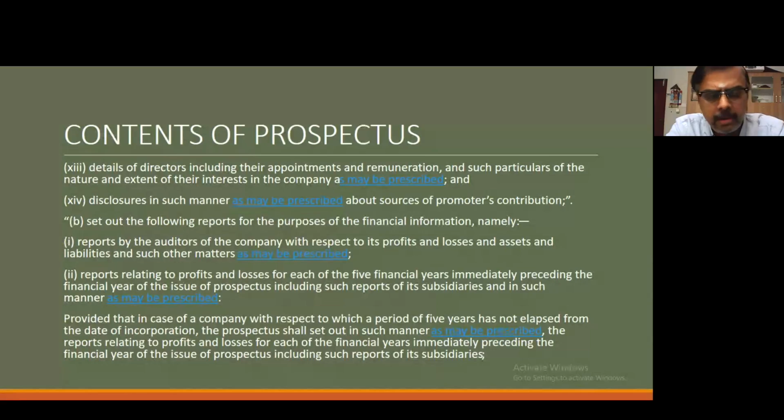So, very important information that should be contained in the prospectus: the financial information, and the report by the auditors on the profits and losses of the business and also the assets and liabilities. That means you need to give a summary of your profit and loss and balance sheet, and also explain in detail the performance of the company with respect to profitability over the last 5 years.